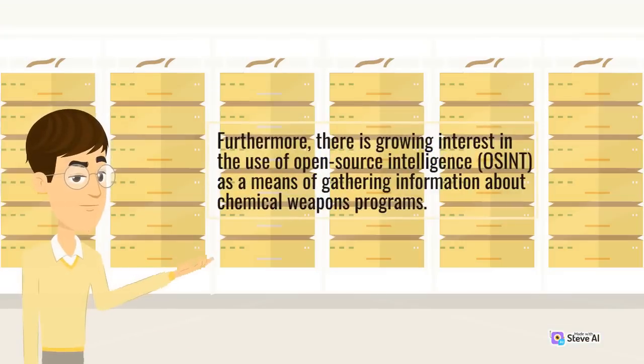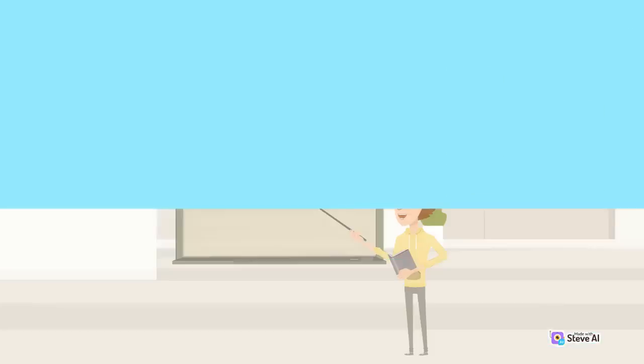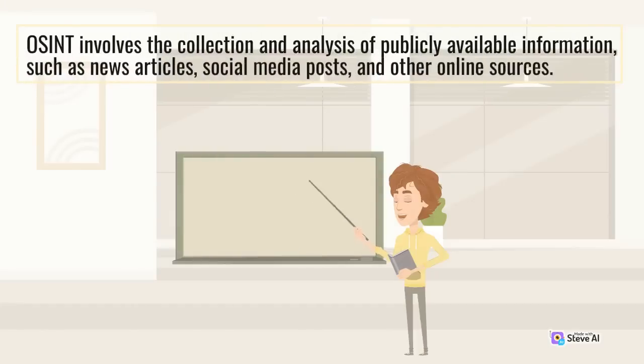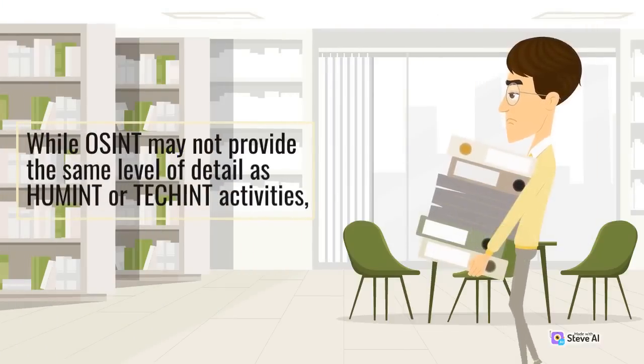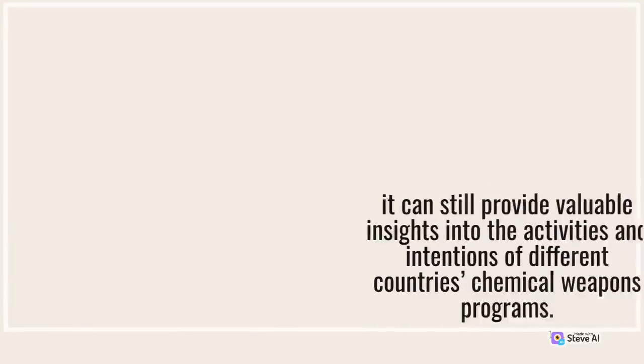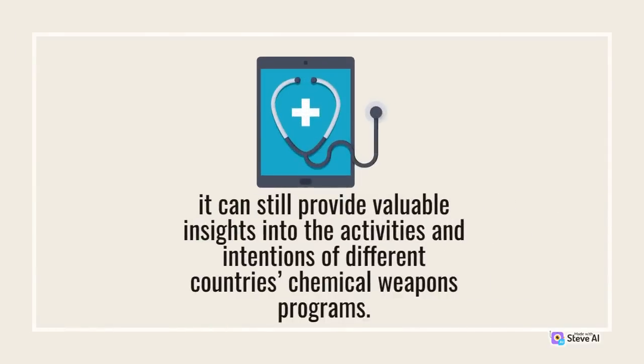Furthermore, there is growing interest in the use of open source intelligence, OSINT, as a means of gathering information about chemical weapons programs. OSINT involves the collection and analysis of publicly available information, such as news articles, social media posts, and other online sources. While OSINT may not provide the same level of detail as human or TECHINT activities, it can still provide valuable insights into the activities and intentions of different countries' chemical weapons programs.